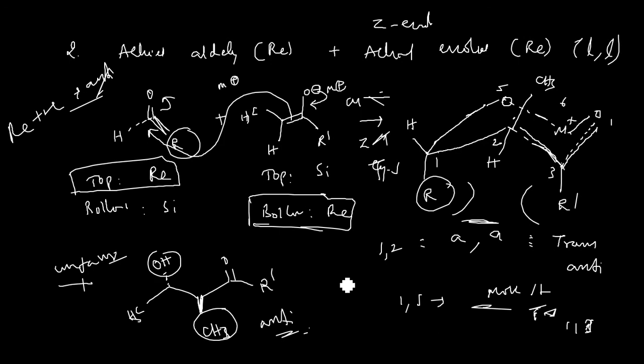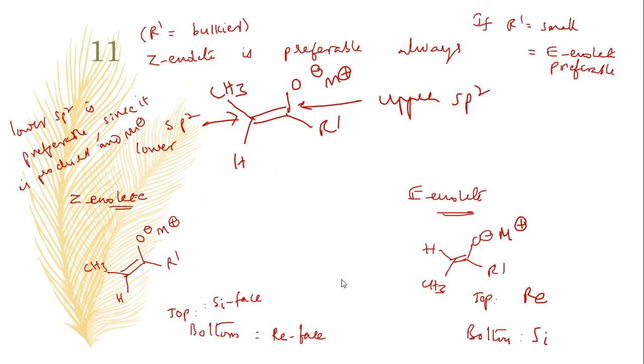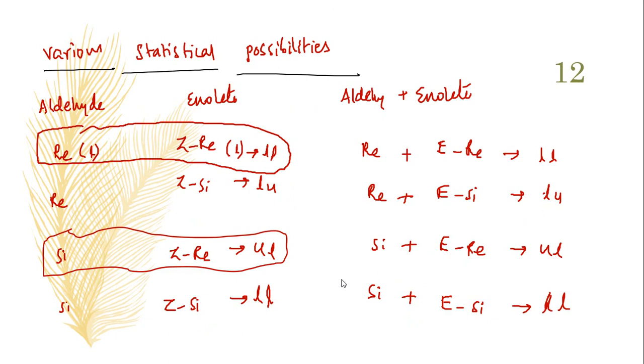In the next video, we are going to discuss the other combinations, that is with the E-enolate. That means the Si face of the aldehyde and the Si face of the enolate, and another combination is the Re face of the aldehyde and the Si face of the E-enolate.